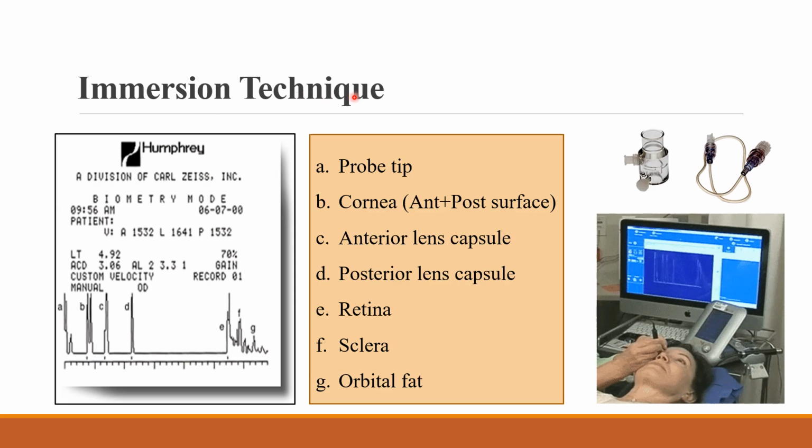In the immersion technique, here also we see the spikes. Here A shows the probe tip, B indicates the cornea, anterior and posterior surface, C indicates the anterior lens capsule, and D indicates the posterior lens capsule. E indicates retina, F indicates sclera, and G indicates orbital fat.